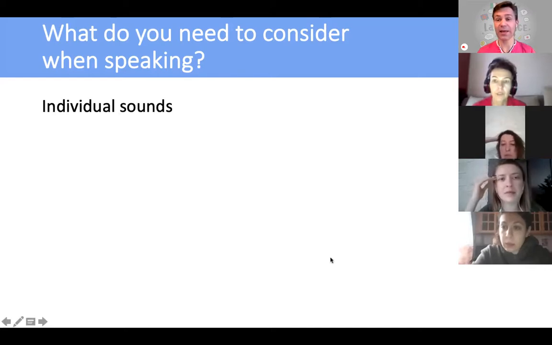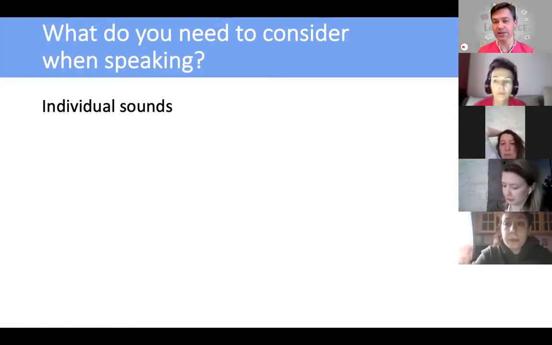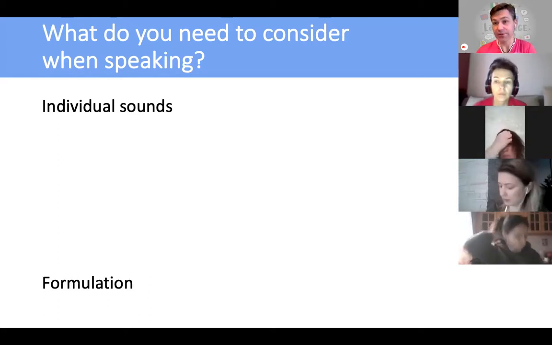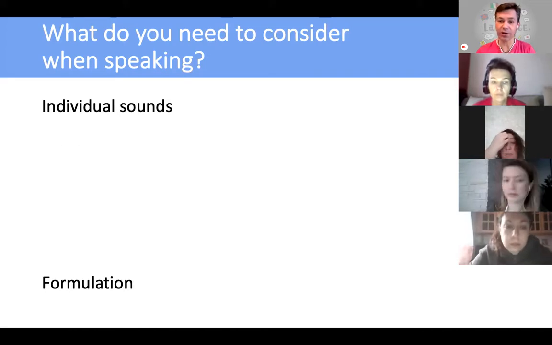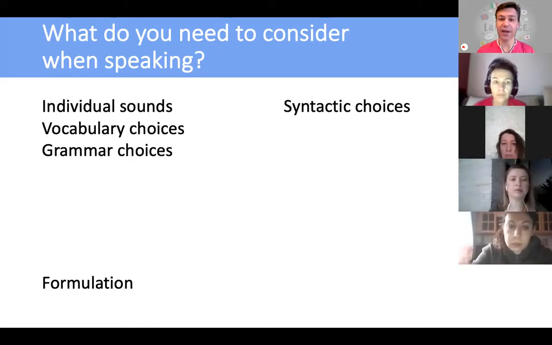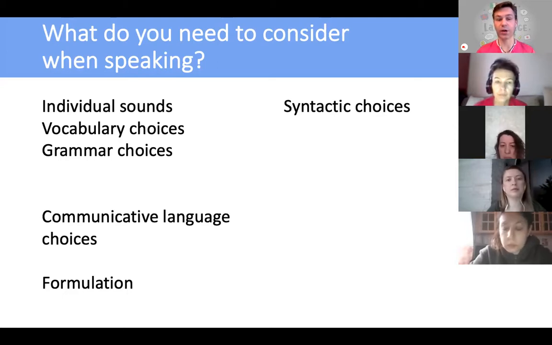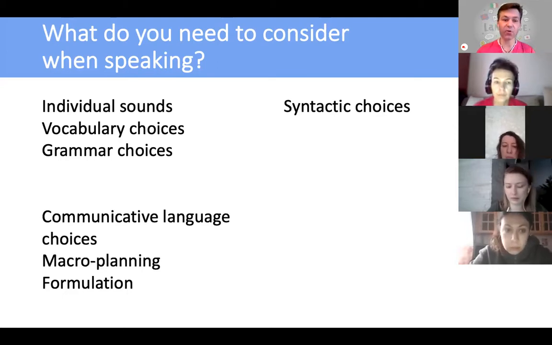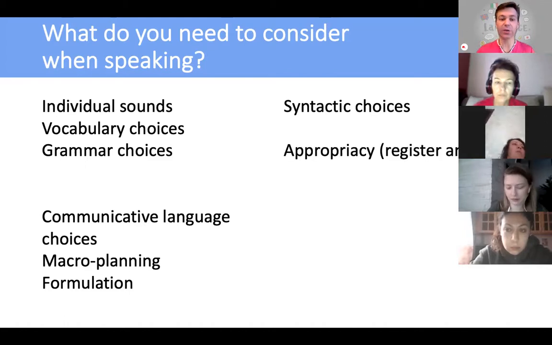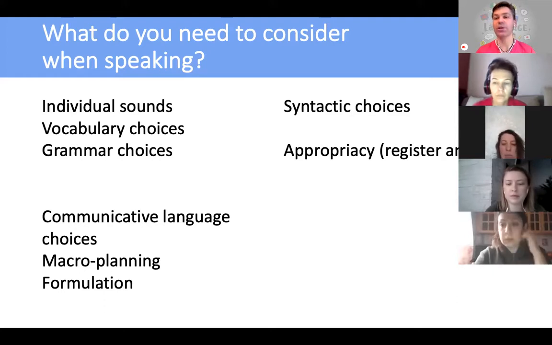Any student, any speaker, needs to start thinking about individual sounds when pronouncing something. Any language, Russian, English, Japanese, German, this could be individual sounds, articulation. And then formulation, actually, how to use words: grammar choices, vocabulary choices, syntactic choices, word order, communicative language choices, whether it's formal or informal, macro planning, what comes first, second, third, register. If you can say hello, if you say good afternoon, what would be the best option in this case.